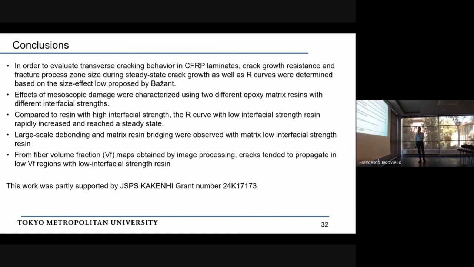So compared to resin with high interfacial strength, the R curve with low interfacial strength resin rapidly increases and reaches steady state. And large scale debonding and matrix resin bridging were observed with low interfacial strength resin. And from the fiber volume fraction maps obtained by image processing, cracks tended to propagate in low fiber volume fraction regions with low interfacial strength resin. So that's all my presentation, and thank you for your kind attention.